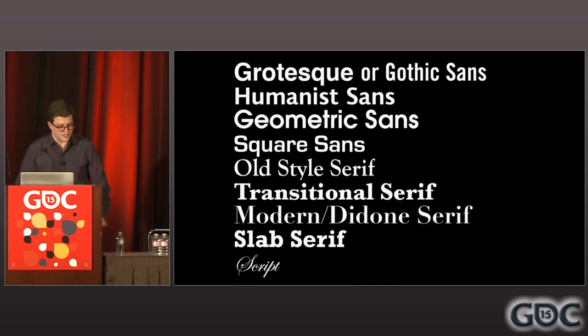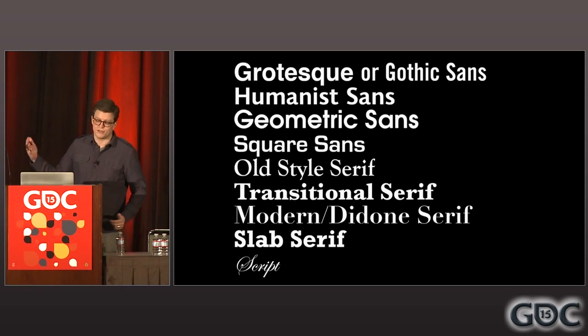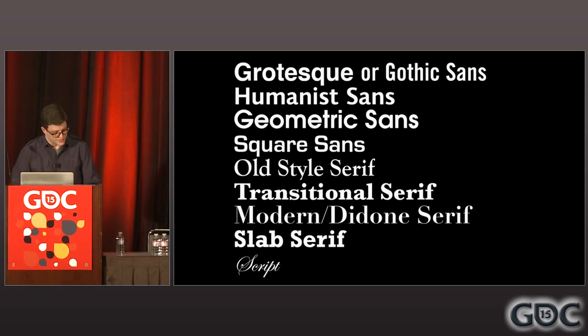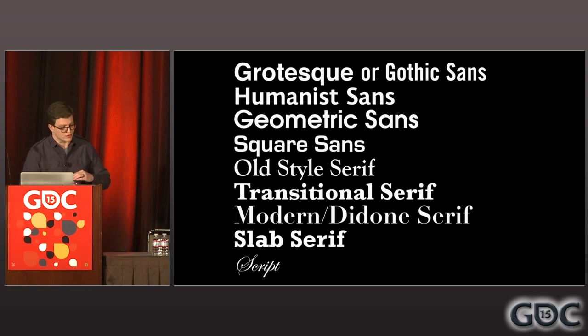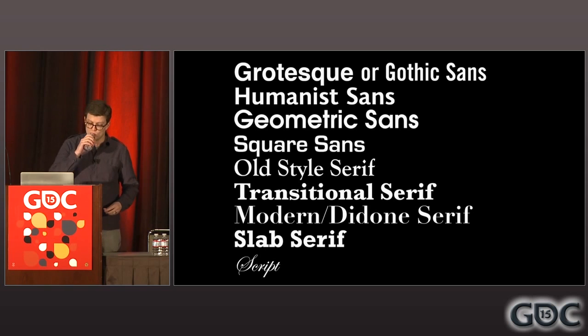Classifications and time periods are origin points that help us describe and organize type. These are genres of typefaces, but they're also not cut and dry. There are a lot of exceptions and overlaps, just like music or video games.